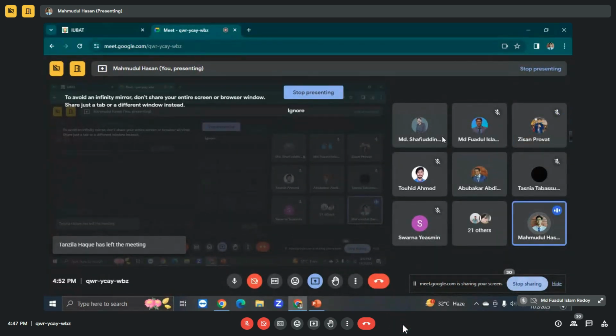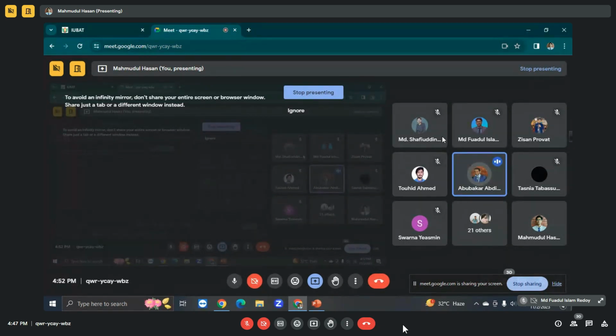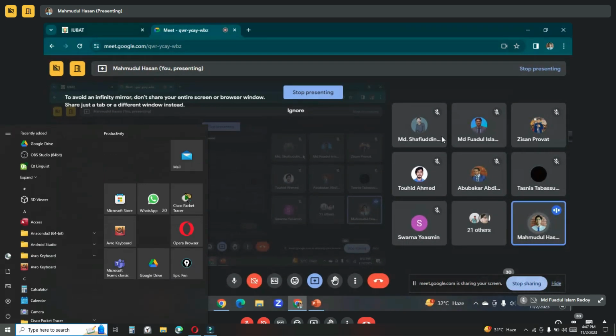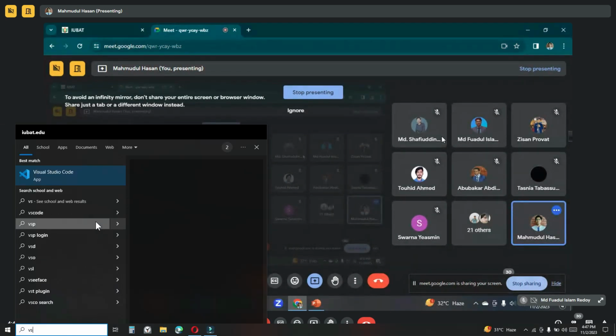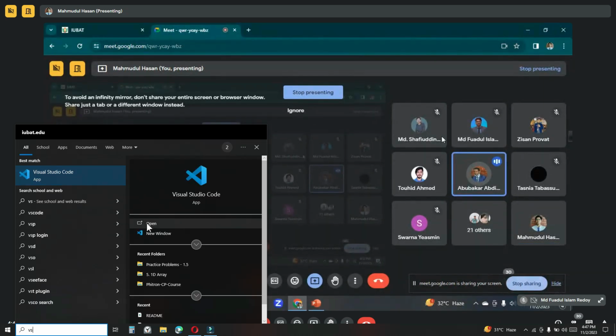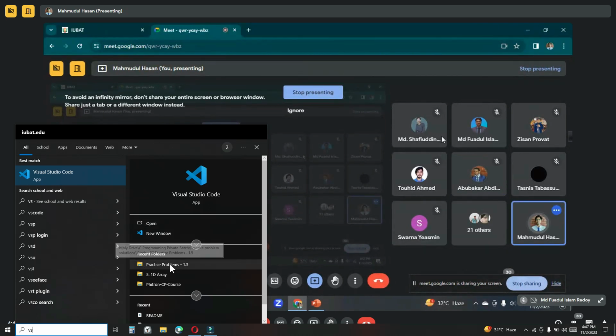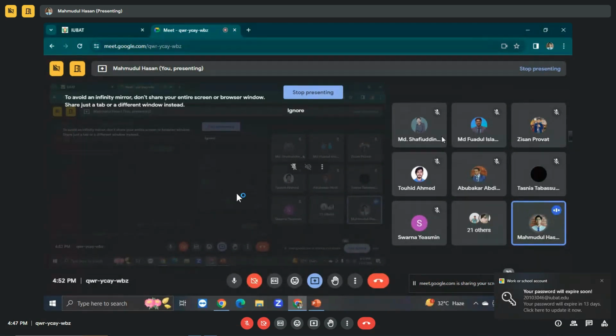Yes, Abu Bakr Abdi, please. Sir, if we write x = 4 in some of the compilers like VS Code, it gives us a syntax error. No. Is it? But actually it doesn't show any error. Try it. It doesn't show any error. Yes, sir. It's showing a syntax error. Syntax error? No, it doesn't show any error. The code will run, no problem.